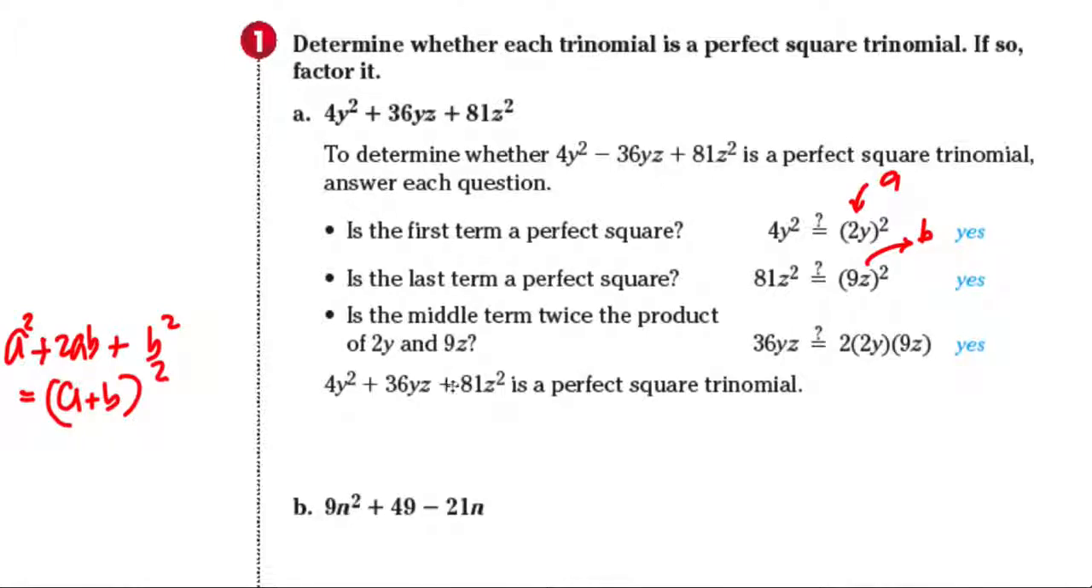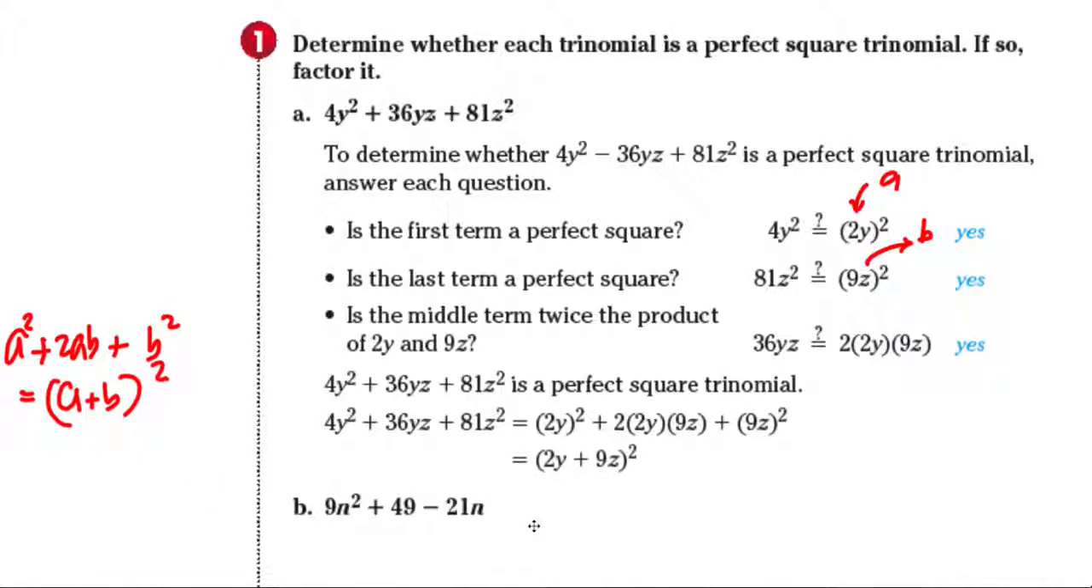So in this case, you have 4y squared plus 36yz plus 81z squared, and we've proven that it is a perfect square trinomial. We can write this as a squared plus 2ab plus b squared. So this is 2y squared plus 2 times y times 9z plus 9z squared, and simply get a and b and put it in this form. So this becomes 2y plus 9z quantity squared. Okay? So let's take a look at example B.